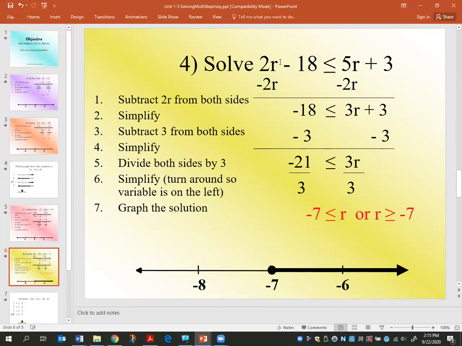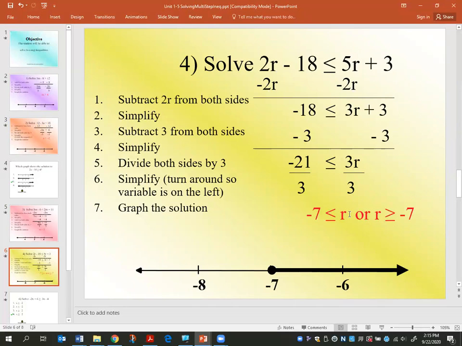Okay, so once again, we have our variables on both sides for example 4. In this particular case, I am choosing to move my variables to the right. So negative 18 less than or equal to 3r plus 3. I subtract 3. I have negative 21 is less than or equal to 3r. I now divide by the 3. Negative 7 is less than or equal to r.